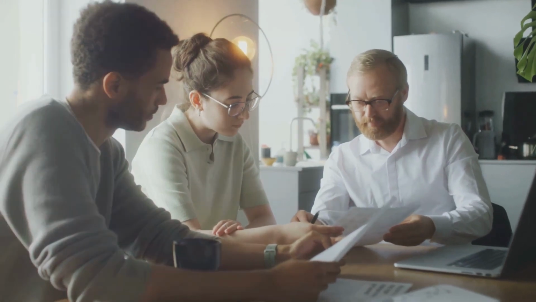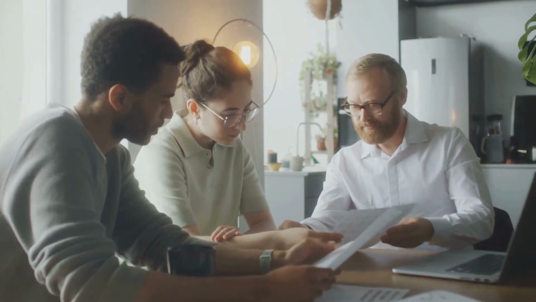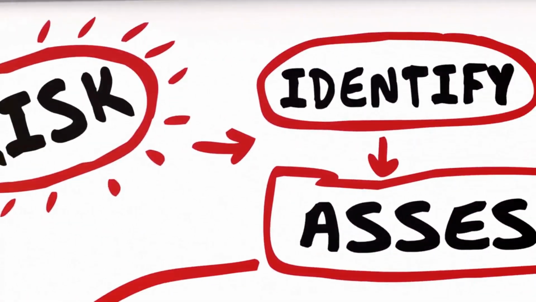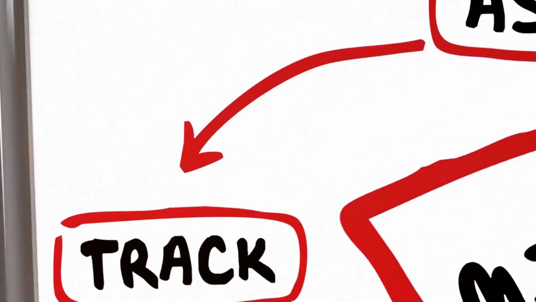Lastly, let's talk about developing a risk management plan. This is a comprehensive strategy that outlines how you'll handle risk in your investment portfolio. It includes setting your risk tolerance, defining your asset allocation strategy, identifying potential risks, and outlining how you'll mitigate these risks. Your risk management plan should be dynamic.